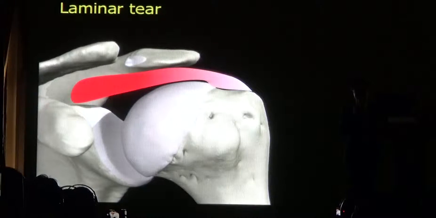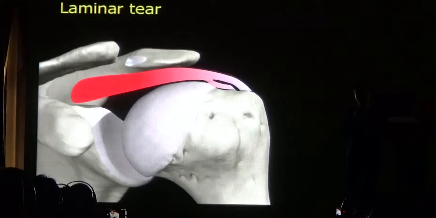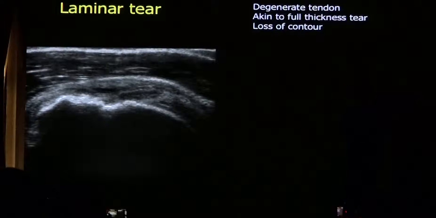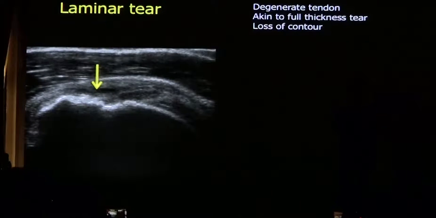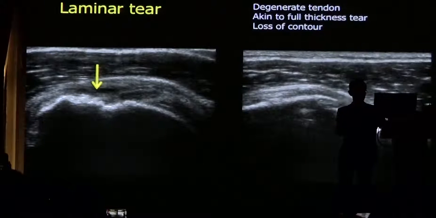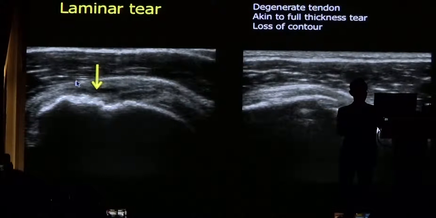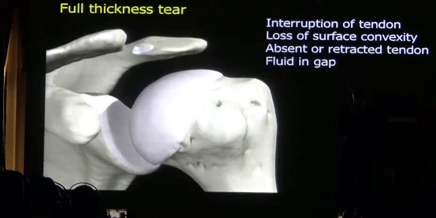And the final type of partial tear is a laminar tear. This is a tear that extends along the fibers of the tendon rather than across the fibers of the tendon. And typically it occurs in a tendon that is very degenerate. And physiologically, it's as bad as having a full thickness tear. And often there is loss of the superior contour of the tendon, as you can see over here. There's a dip in the superior contour. Here it is in the other plane.